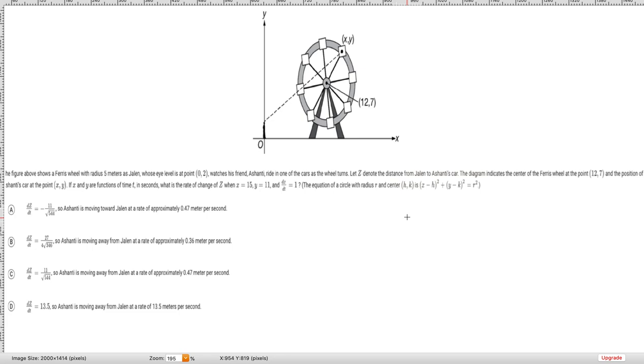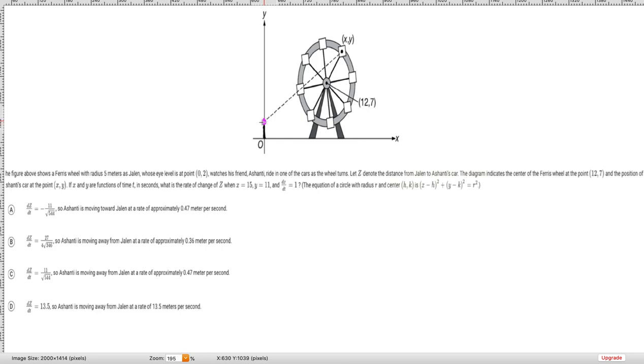You really need to realize that there are two relationships, and in order to get the one that you want, they're asking for the rate of change of z at a specific instant. In order to get that rate of change, you need to use both relations. So the first one that you should see is a little tricky.